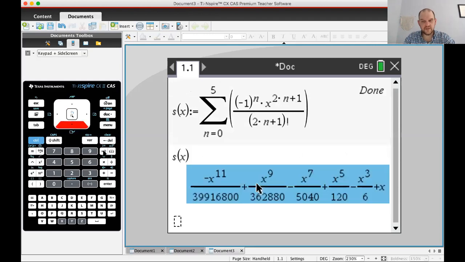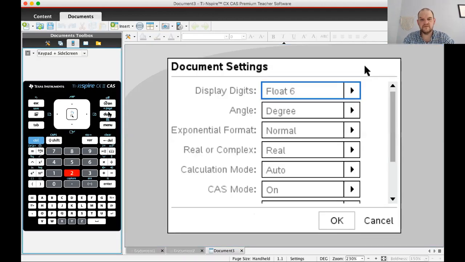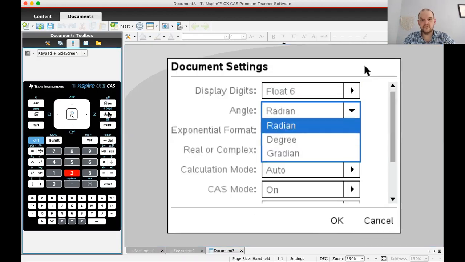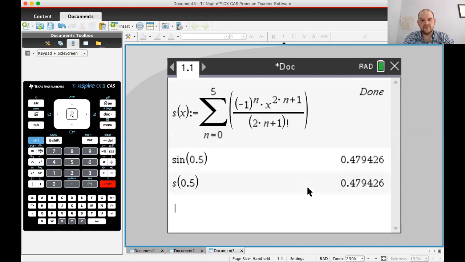All right, I'm in degree mode, so nothing's going to work. What I need to do is change into radian mode. So I'll do this the old school way, doc 7.2, and then click, go up. Okay. All right, now I'm in radians. Let's see. Let's do the sine of 0.5. And let's do s of 0.5.